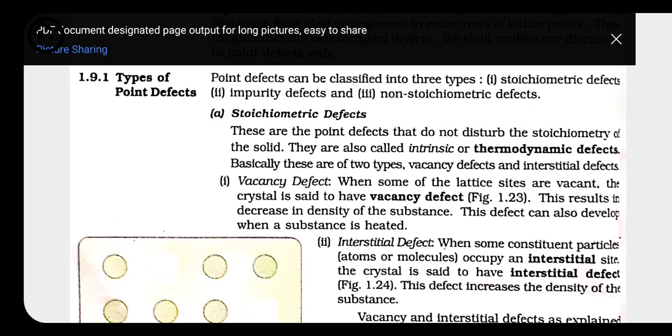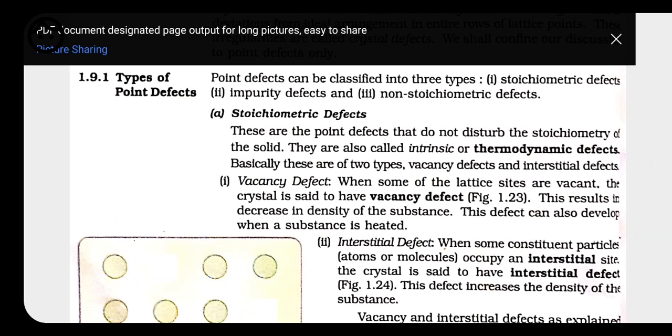Here in this type of defect, it does not disturb the stoichiometry. Okay, like if we are taking the ratio of the number of positive charges and negative charges is the same, like a 6 to 6 ratio is present, 6 positive charges we are having and 6 negative charges we are having. So whatever the defect may be, it does not disturb the ratio of the positive and negative charge. This type of defect is called a stoichiometric defect.